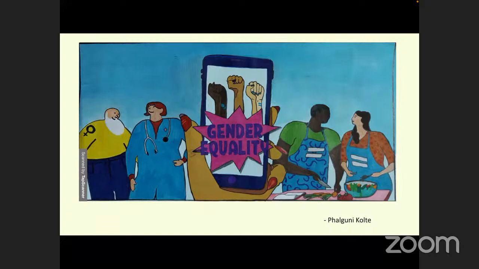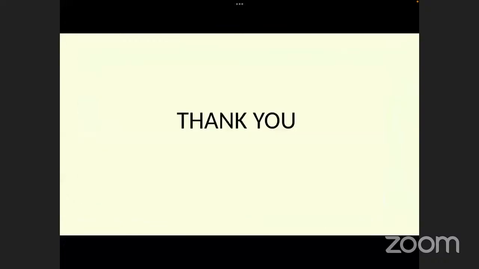Now, this beautiful poster made by my friend Falguni Kolte depicts the equal roles that should be played by men as well as women in their careers as well as at home while doing the household chores. So on your right side, there is a couple wearing two aprons which have an equality sign on them, and they are helping each other to prepare the food. And at the same time, on your left side, the both of them, or a different couple, are engaging in and advancing their careers as well. So that's all we want to talk about today.